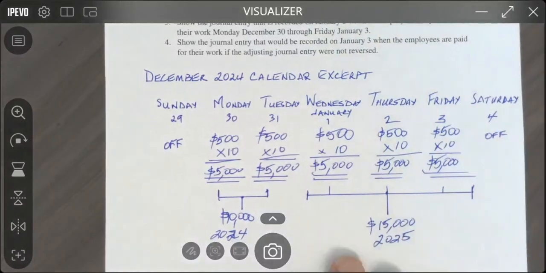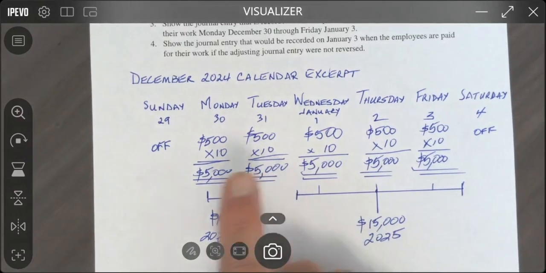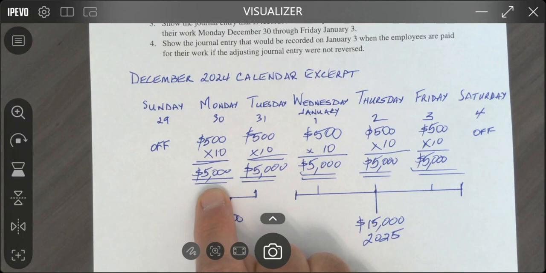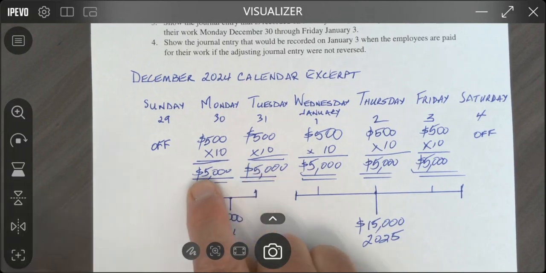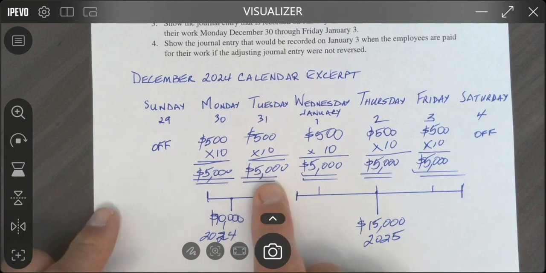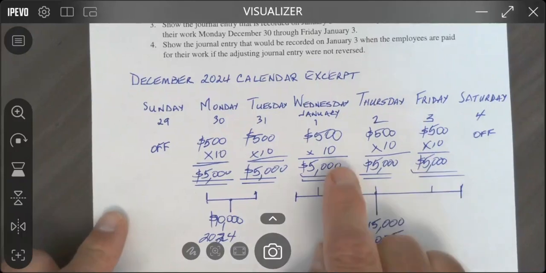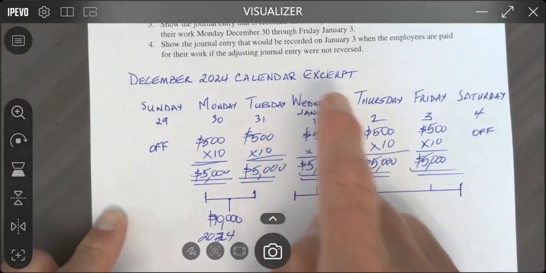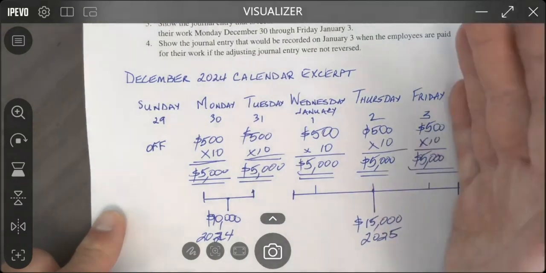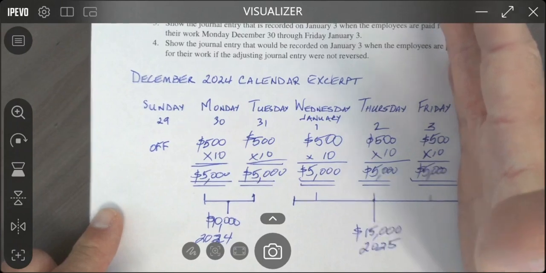You can see there's the calendar for the last week in December of 2024. The employees are off on the 29th, Sunday. They work Monday and earn $500 each, and there's 10 of them. They work Tuesday and earn $500 each, and there's 10 of them. They work Wednesday, Thursday, and Friday. So they did work New Year's Day, just to make the example work here. And then on Friday, they will get paid their money for the week.